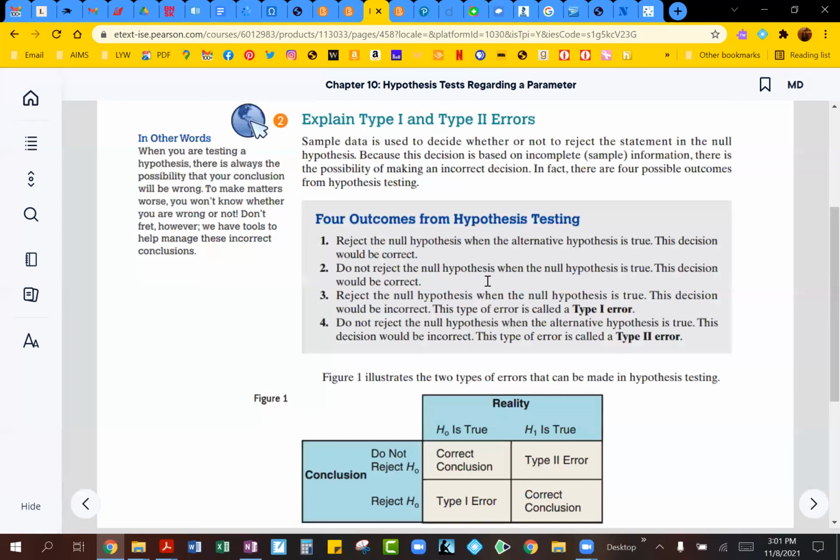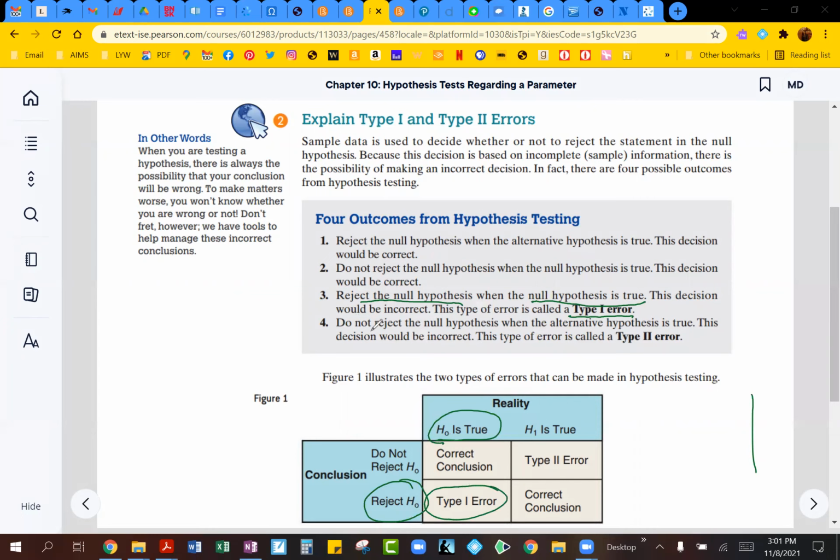Then we talk about type 1 and type 2 errors. When you think about type 1 and type 2 errors, we're talking about if you reject the null hypothesis when the null hypothesis is true. Of course, that means we made a wrong decision, and that's what we call a type 1 error. I like this table, and you'll see it commonly used in most statistics textbooks. The idea is your null hypothesis was true, but you still rejected it. So that's your type 1 error.